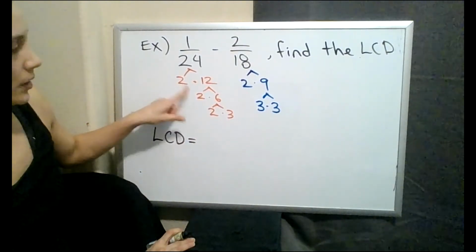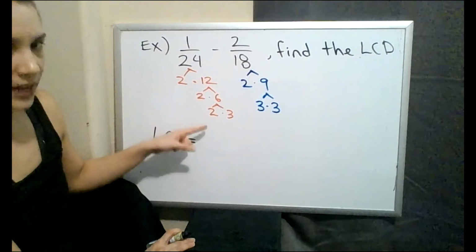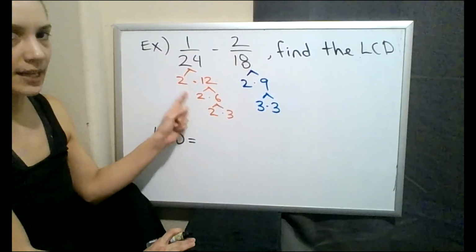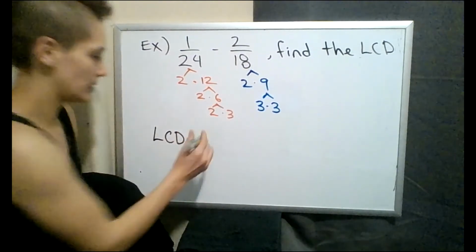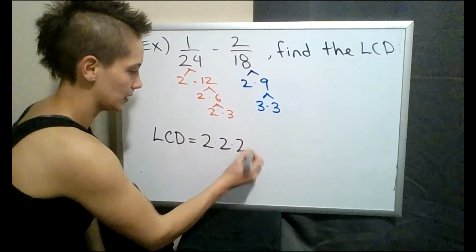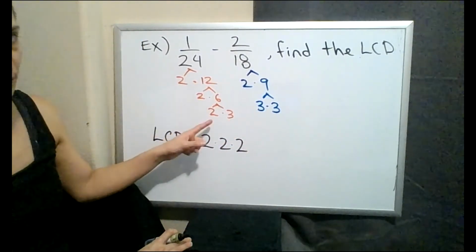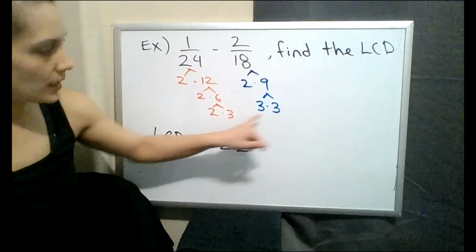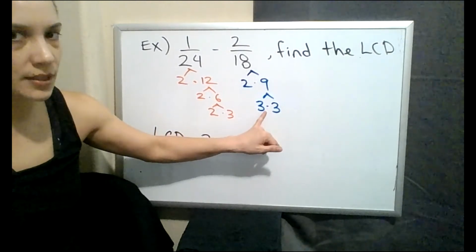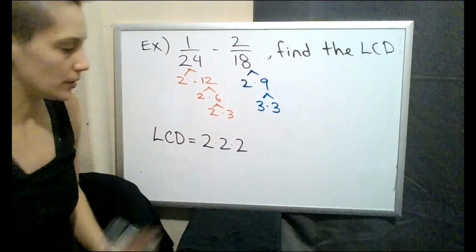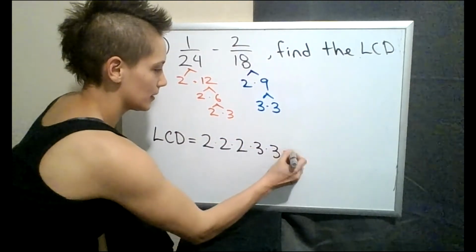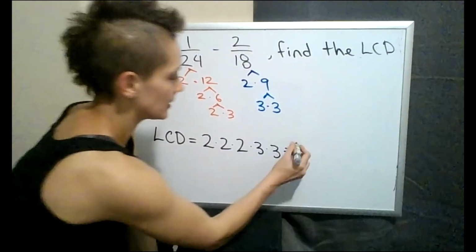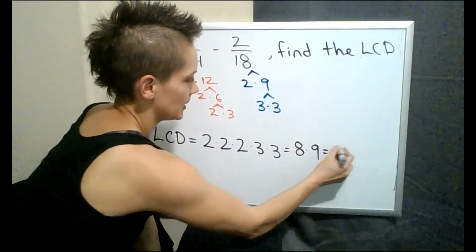This denominator has 3 of the factor 2. Over here, there's just 1 of that factor 2. So you want this side with all 3 of that factor, the most of the factor 2. Then you check out the factor 3. There's 1 of them on this side, 2 of them on that side. So this side has the most, 2 of the factor 3. So this is 8 times 9, which is 72.